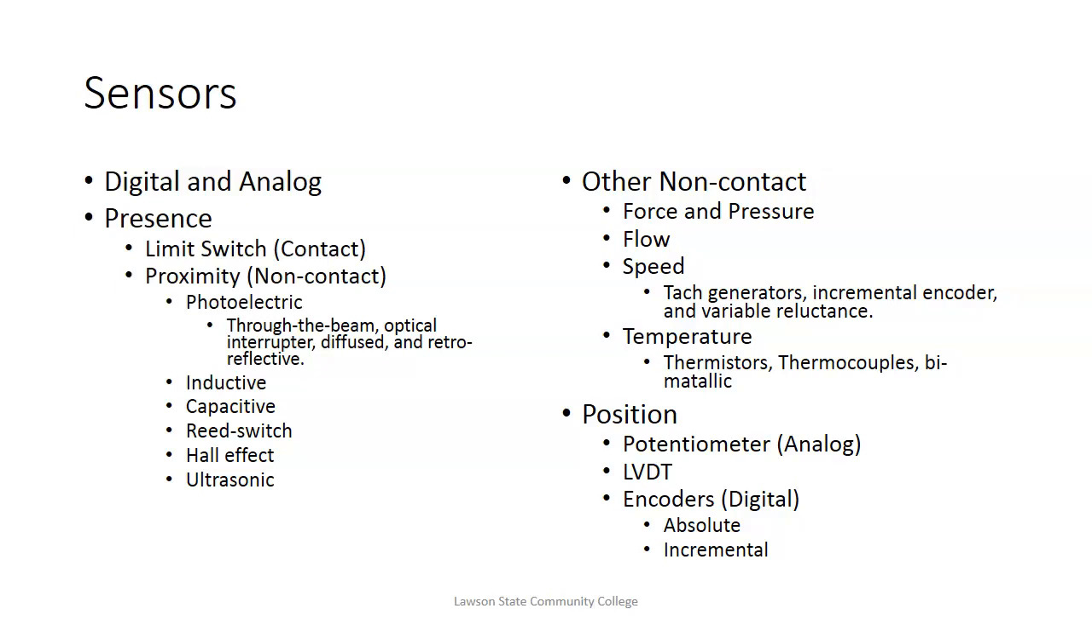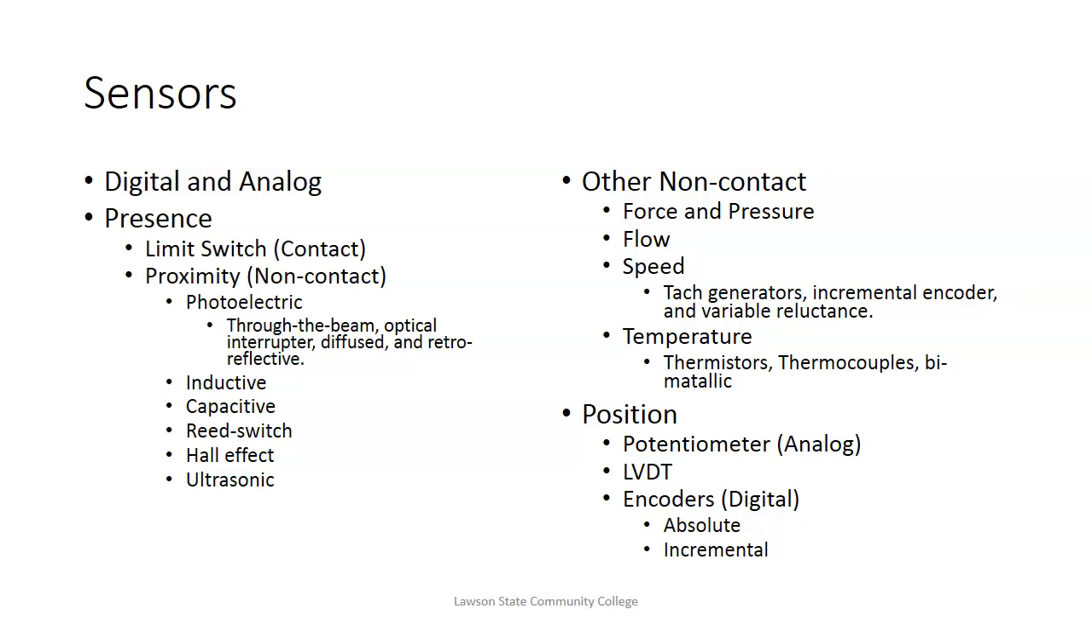We'll look at reed switches. These guys sense a magnetic field. We'll look at Hall effect sensors. These sense magnetic fields. We'll look at ultrasonic sensors. These guys can be used for a lot of applications. They're primarily used to sense distance. So we'll look at some other non-contact sensors.